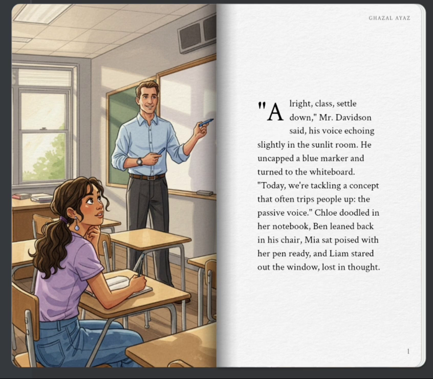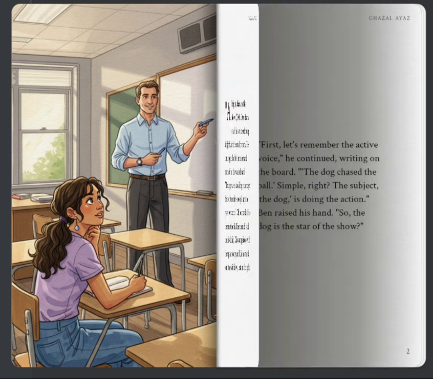"All right, class, settle down," Mr. Davidson said, his voice echoing slightly in the sunlit room. He uncapped a blue marker and turned to the whiteboard. "Today, we're tackling a concept that often trips people up, the passive voice." Chloe doodled in her notebook, Ben leaned back in his chair, Mia sat poised with her pen ready, and Liam stared out the window, lost in thought.